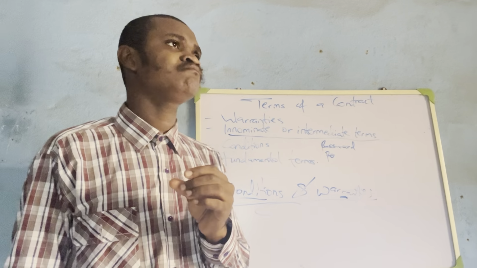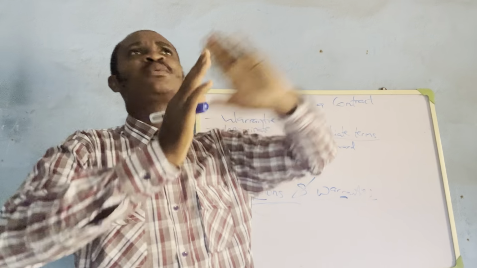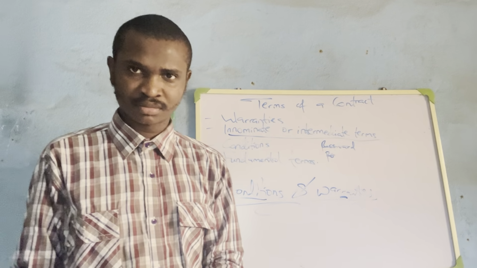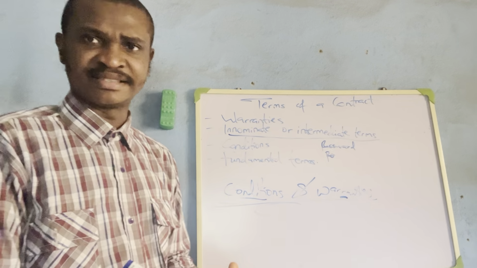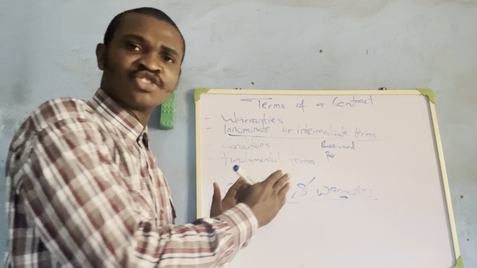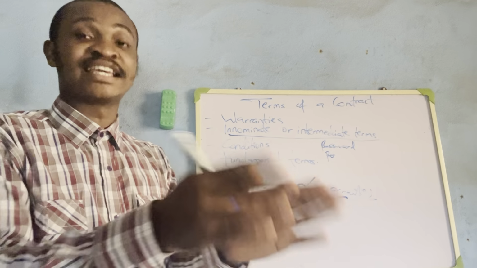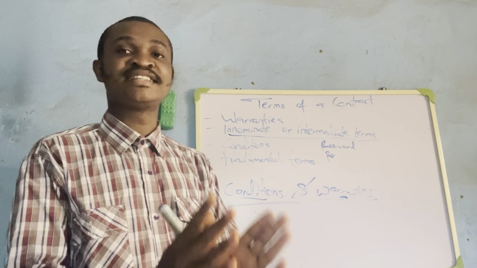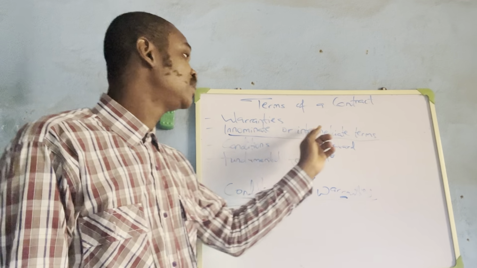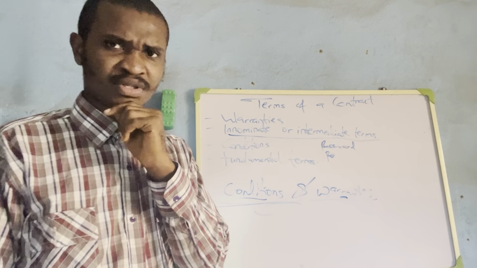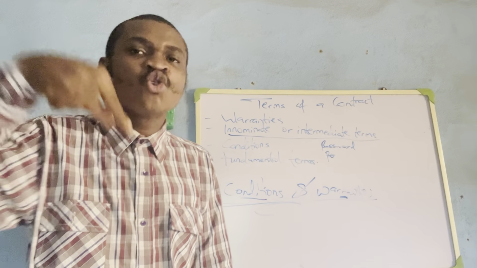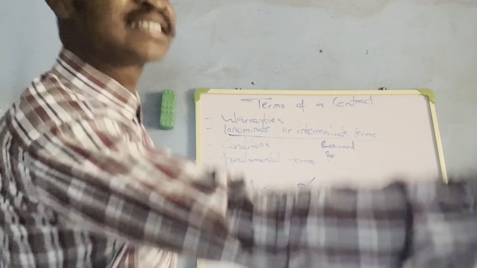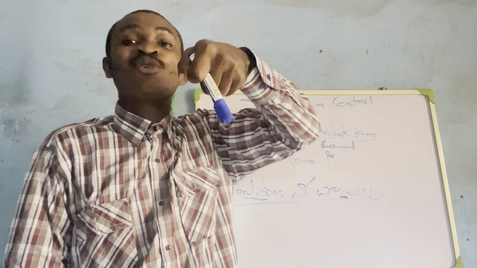Now, in condition and warranties, you already know the nature of condition. You already know the nature of warranties. You already know that if it is conditions, this is what happens in case of breach. You already know in warranties, this is what happens in case of breach. But in innominate and intermediate terms, we don't know. In fact, it is kind of complex that we would have to know the effect of the breach before we can now talk about the remedy.